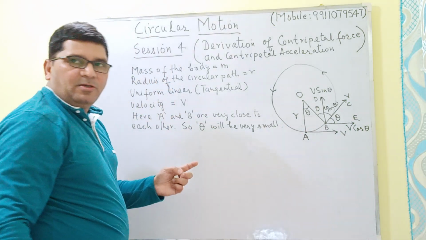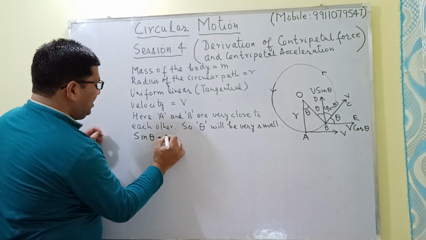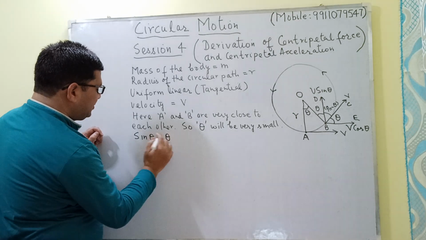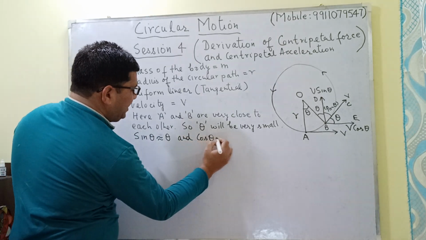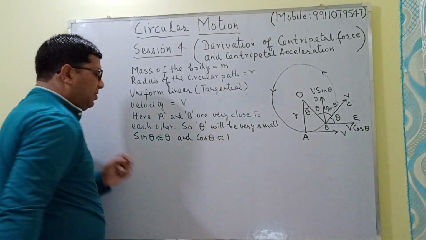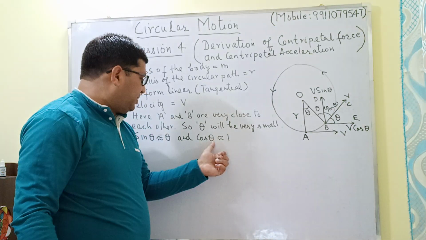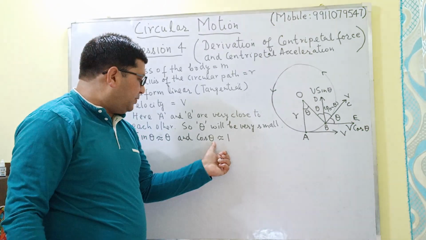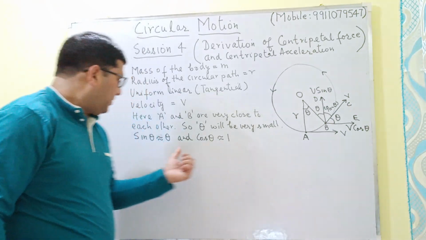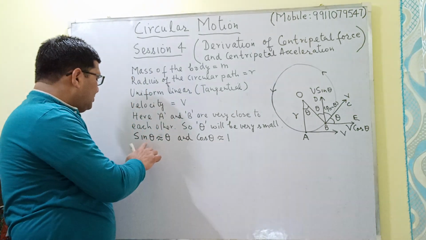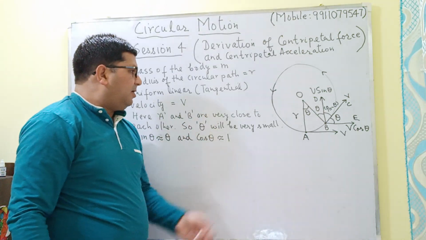And if theta is very small, then sin theta will be approximately equal to theta, and cos theta will be approximately equal to 1, because you know that cos 0 is equal to 1. So since theta is very small, we can consider cos theta approximately equal to 1, and sin theta approximately equal to theta.